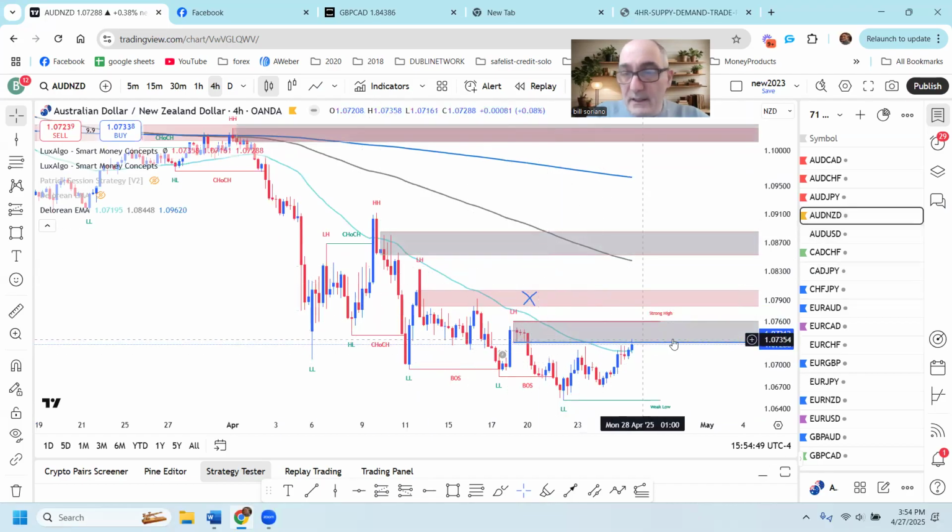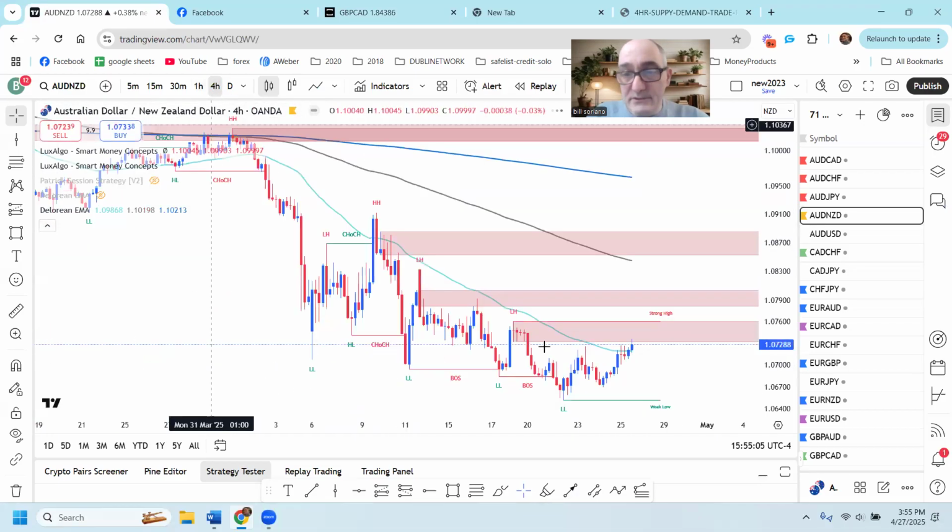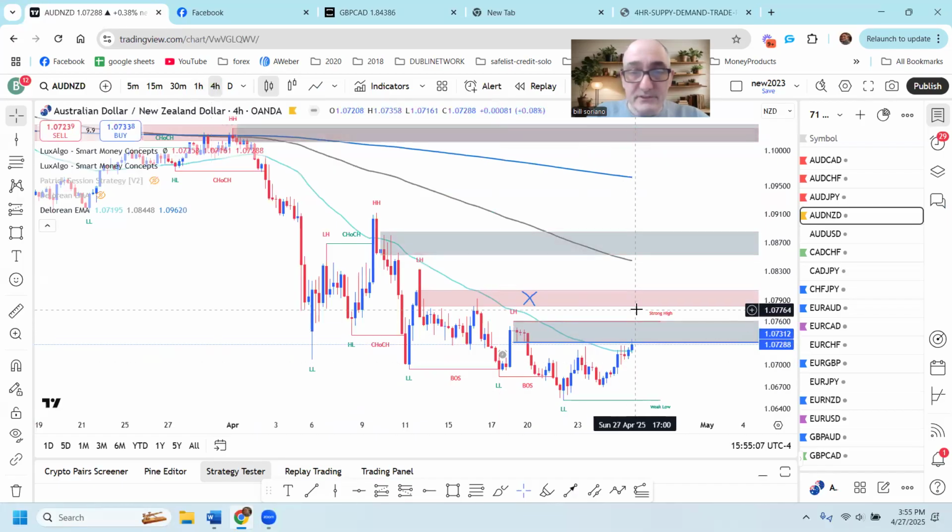AUDNZD, this was in a downtrend here. We had this 4-hour zone identified here. Price hit that zone. So now this week, we'll drop down to the 1 hour. We'll wait to get that sell shift and that change of character and see if we have an opportunity to take a trade here before it decides to just invalidate this zone here and go right into the next zone.